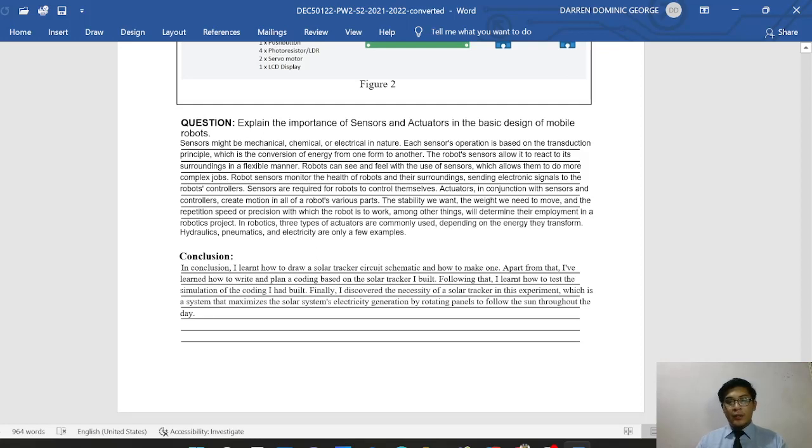Finally, I discovered the necessity of a solar tracker in the experiment, which is a system that maximizes the solar system's electricity generation by routing the panel to follow the sun throughout the day. And that's all from me.